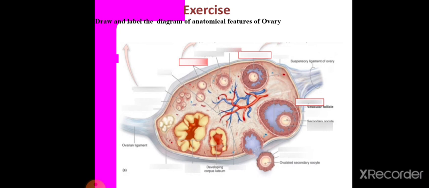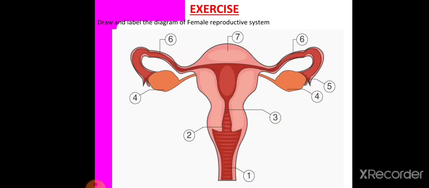Next, this is the exercise for you. You have to draw this diagram and label all the structures which are demarcated in this and use color as it is shown in the diagram. Next exercise is again draw and label the diagram of the female reproductive system.